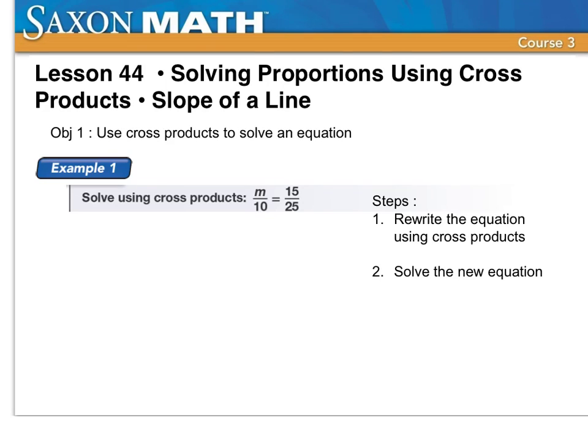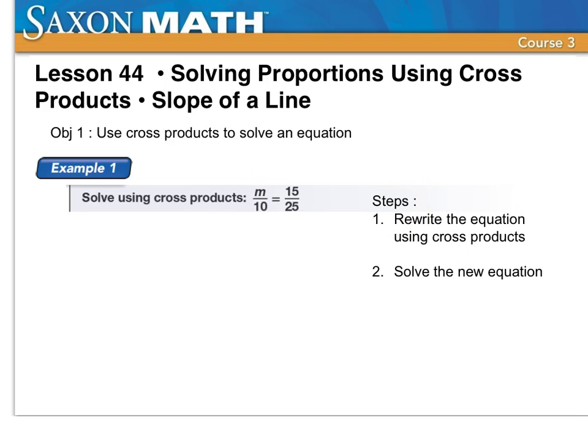Alright, welcome back. This is lesson 44, solving proportions using cross products and finding the slope of a line. So your first objective is to use cross products to solve an equation. Example 1 says to solve using cross products. So we need to solve for m using the cross products method.